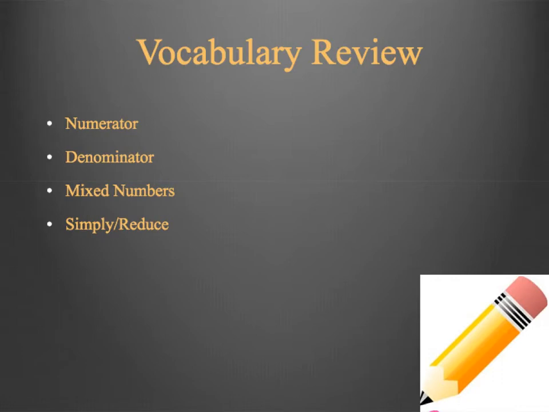Numerators and denominators. Well, when we have fractions, we know that the denominator is the bottom part of the fraction. The numerator is the top part of the fraction. We can think about that like the denominator tells us how many parts there are in the whole, and the numerator tells us how many parts we actually have out of that whole. A mixed number is a whole number and a fraction put together, like maybe 1 and 1/2. And then to simplify or reduce means that you're getting the smallest form of the number that you can.